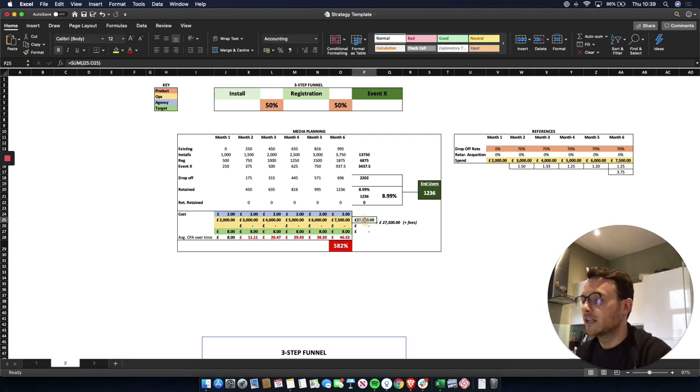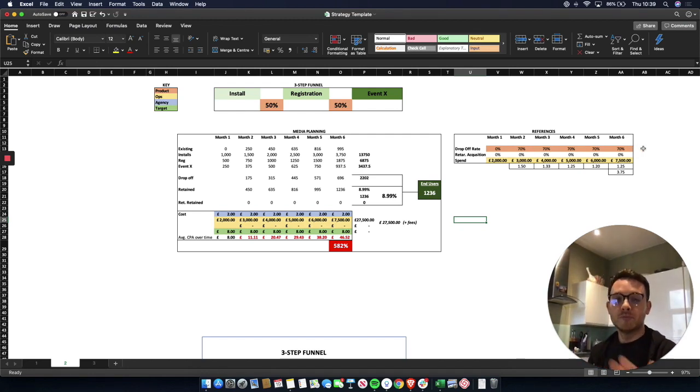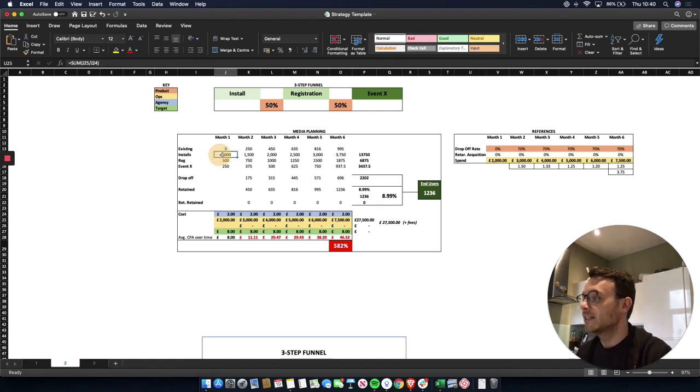So we're looking at spending around £27,500 over these 6 months. Right, let's break it down by the elements. We're working out on a top line view of 70% of people that drop off on a monthly basis, which is pretty standard for a lot of businesses, for a lot of apps. We're now seeing that we are having to acquire 13,750 downloads at the top of the funnel.